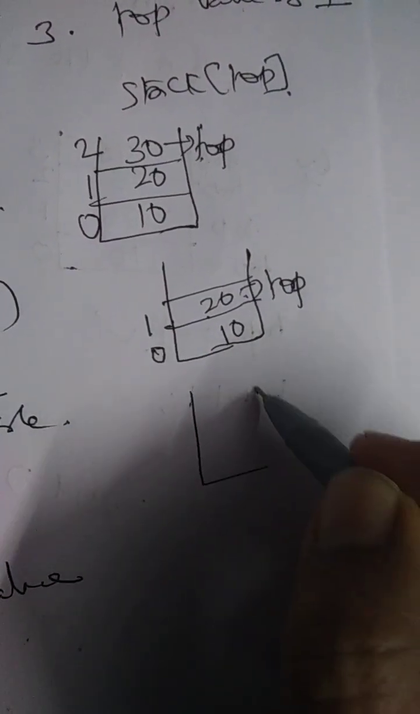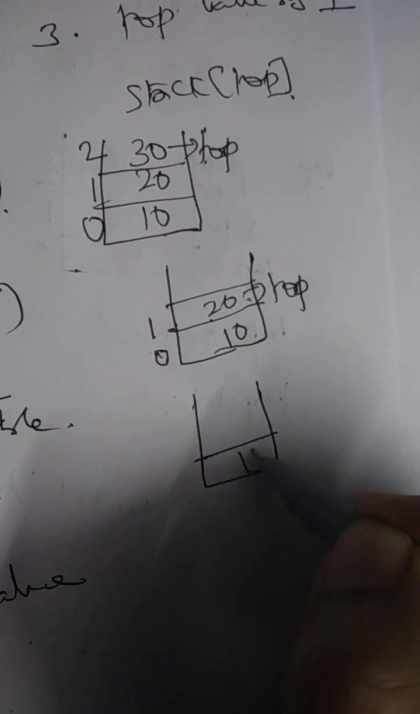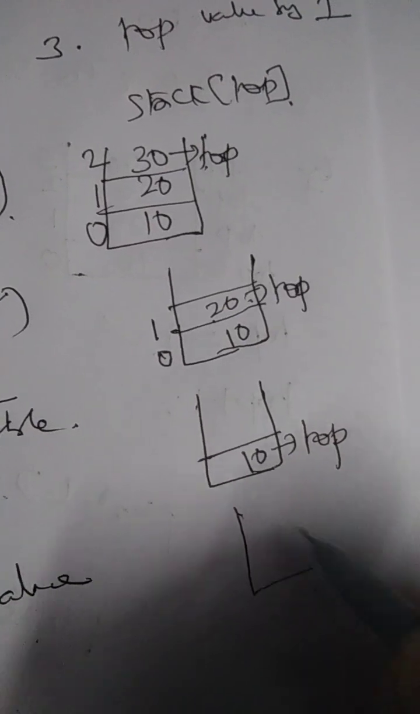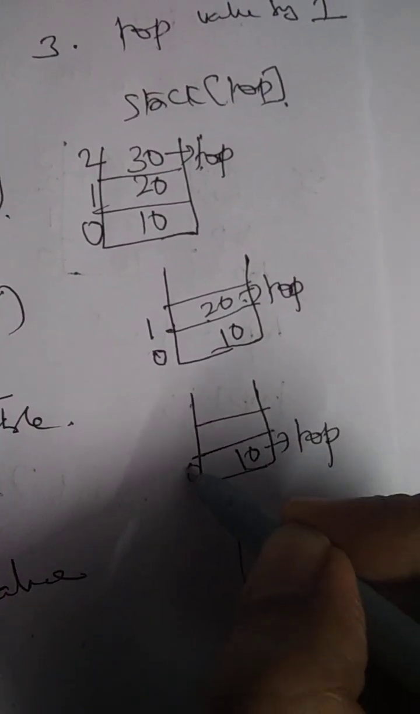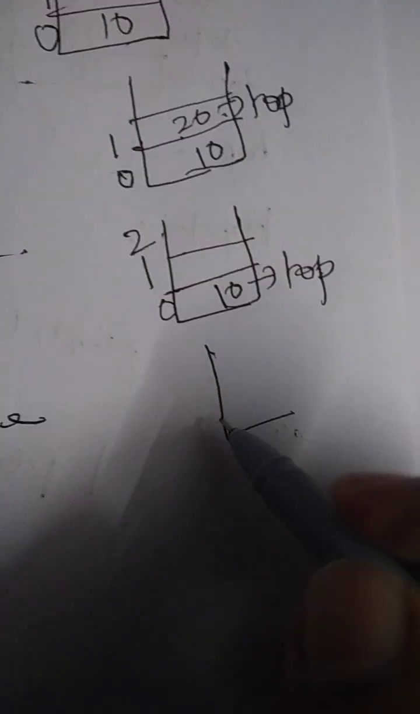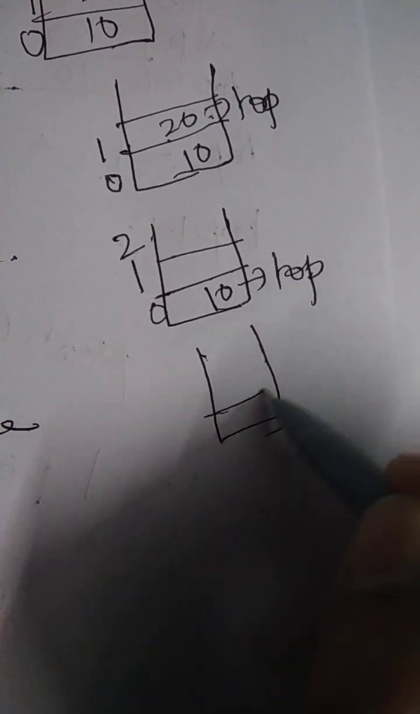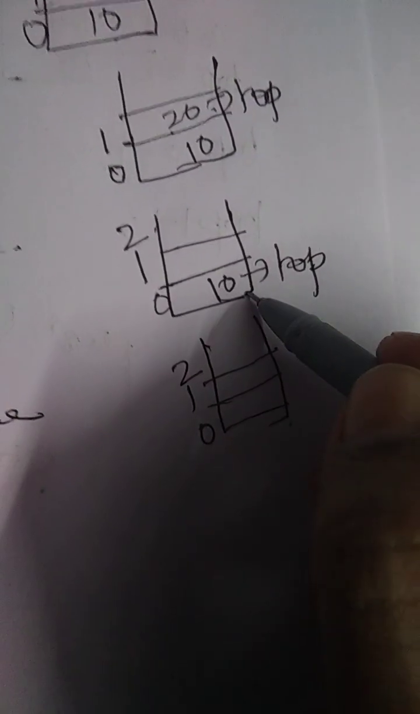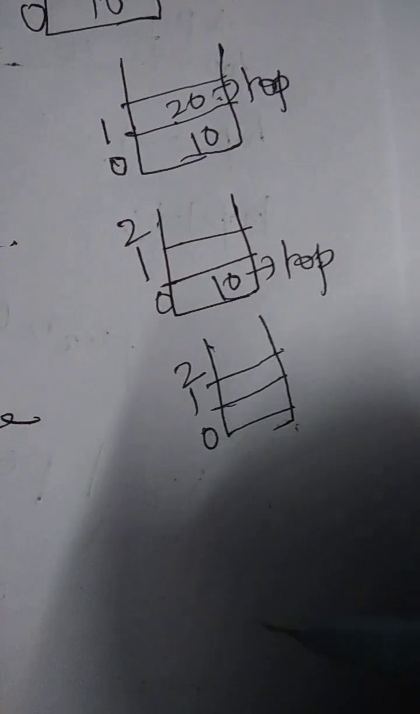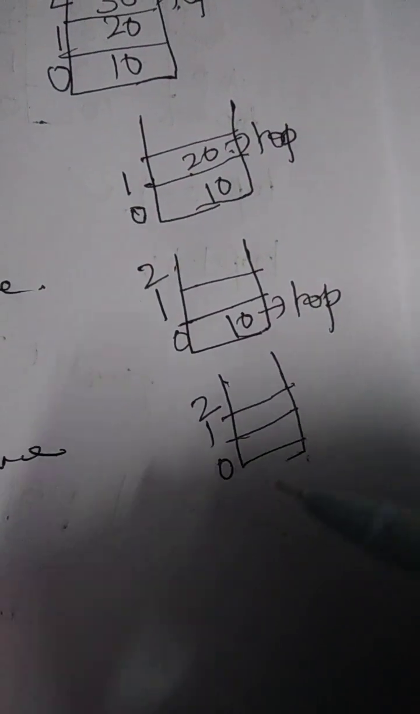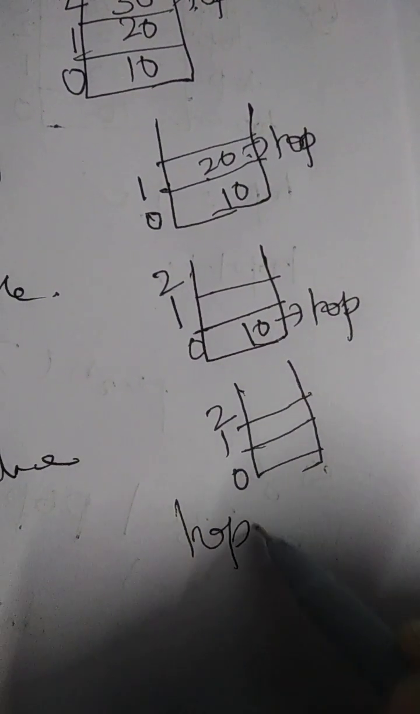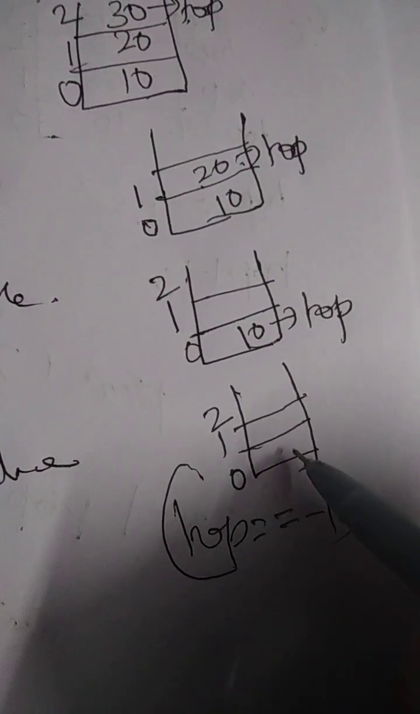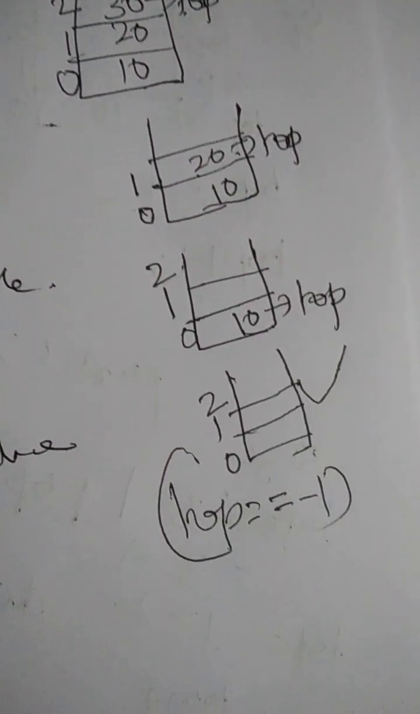Now delete the element 10, that is top. Again delete the element. Here the top value is assigned to 0, and if you decrement it again, top is equal to -1. That is, top is equal to -1. Now you can't delete any more elements from the stack. Right.